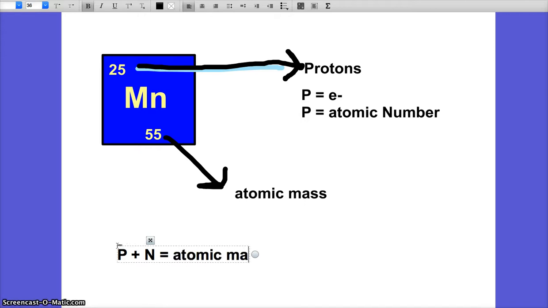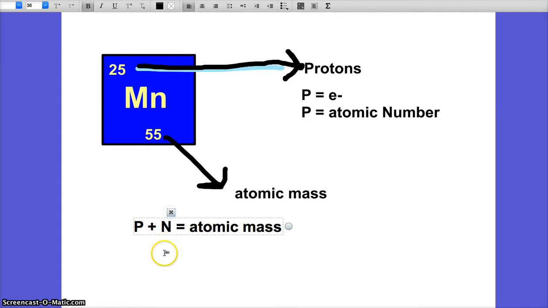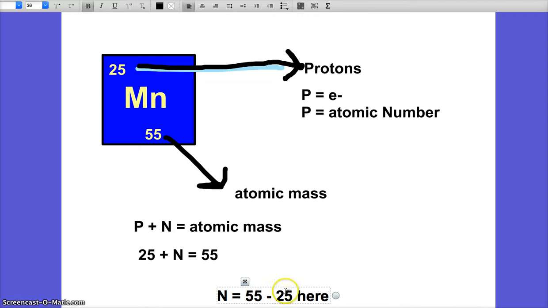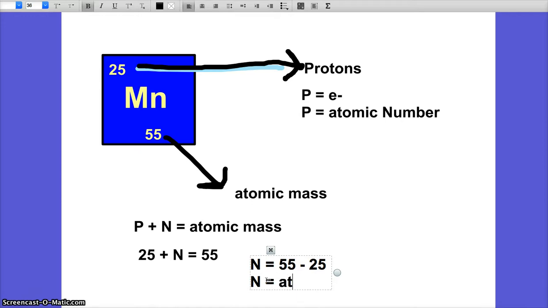atomic mass. Okay? So if I'm looking at manganese, I know the number of protons, yes? Are what? 25. We know nothing about the neutrons, but we know the atomic mass is 55. So all I need to do to figure out the neutrons is subtract 55 minus 25. Or if you want to know the formula for neutrons, all you have to do is know that neutrons equals atomic mass minus protons.